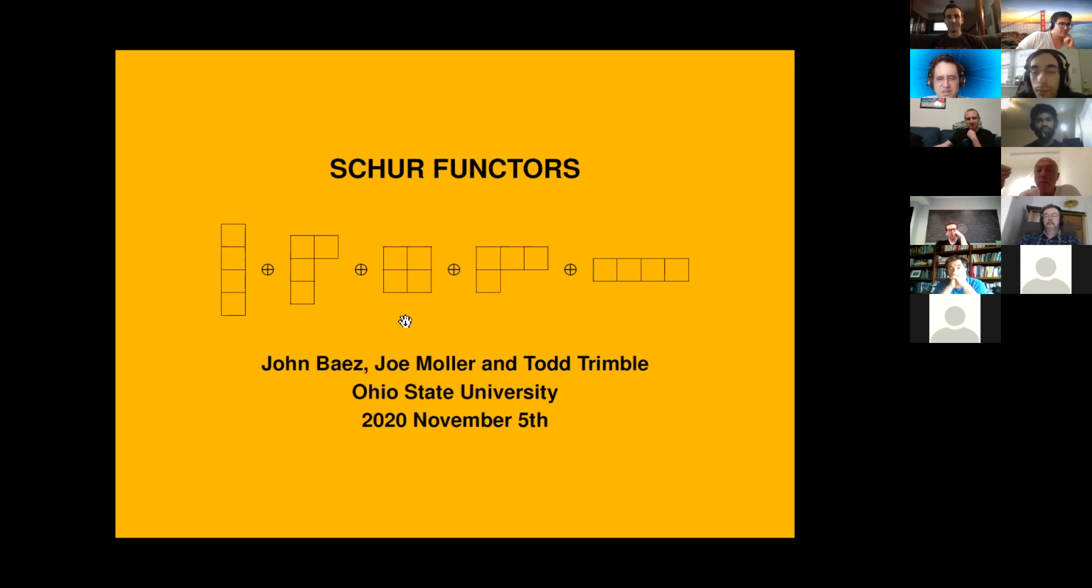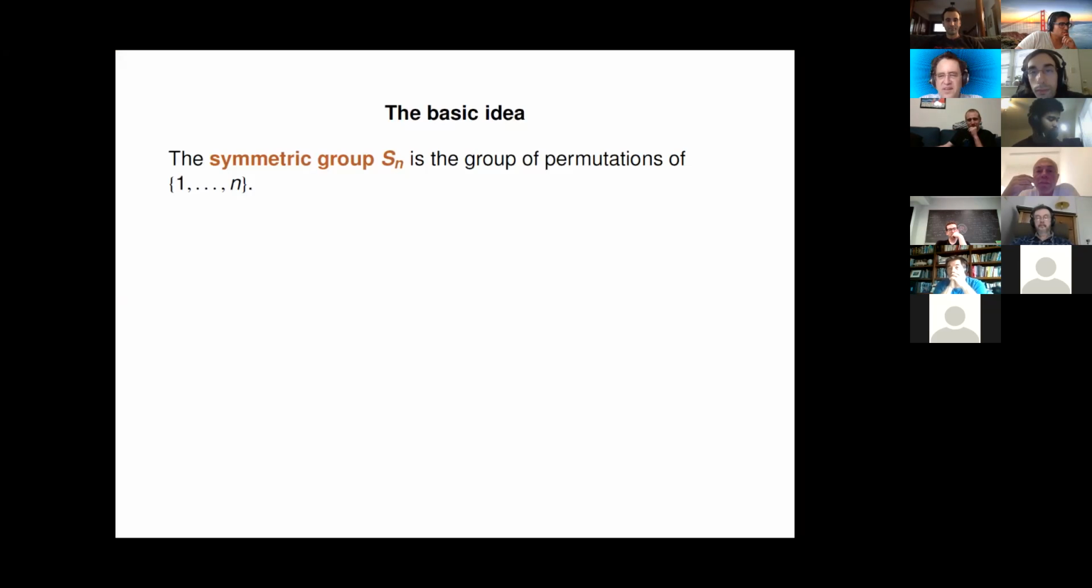So this picture here is actually a picture of a Schur functor in a particular way of drawing them. So it's a direct sum of Young diagrams is what we're seeing there. So let me sketch out the idea here.